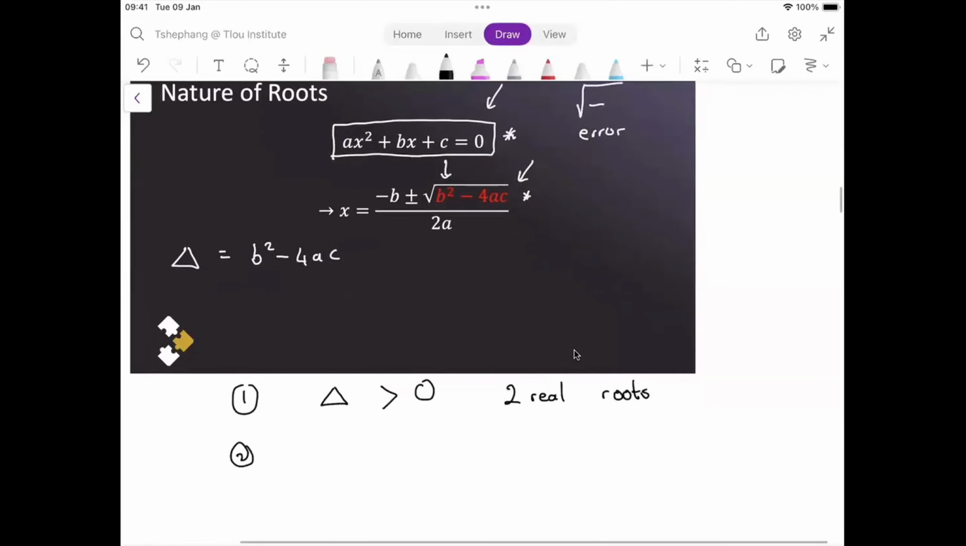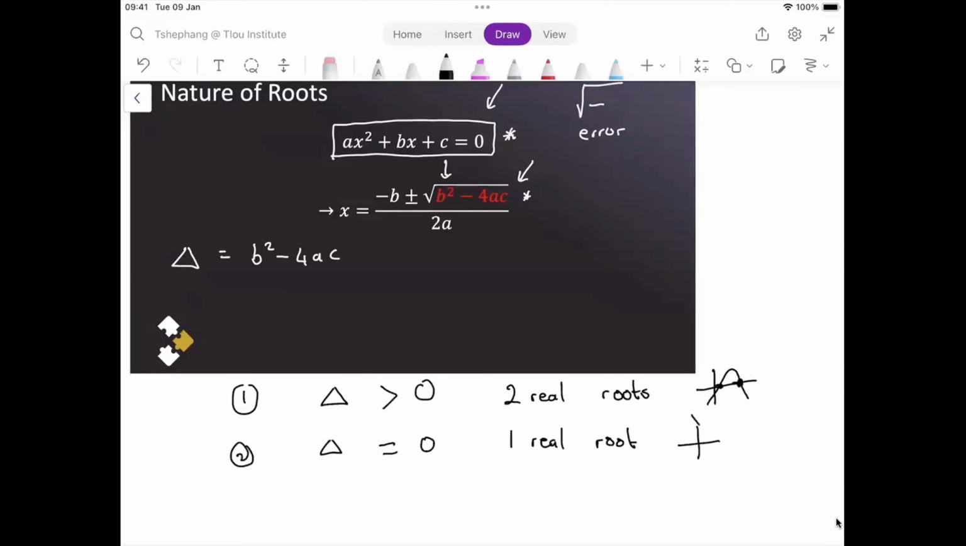Second case, if your delta is equal to 0, you have 1 real root. Sometimes they say repeated roots. Let me just draw so that you can see what I mean there. For 2 real roots, it can be something that looks like that. 2 x-intercepts, that's what we mean by 2 real roots. It can even be a happy face as long as we have 2 x answers. 1 root would be the turning point on the x-axis. As you can see, it's just 1 root or repeated roots.